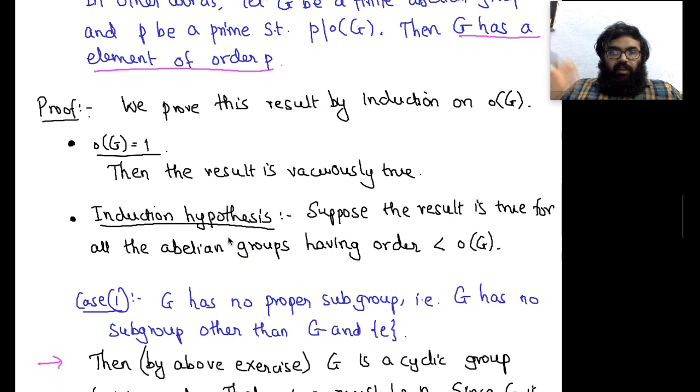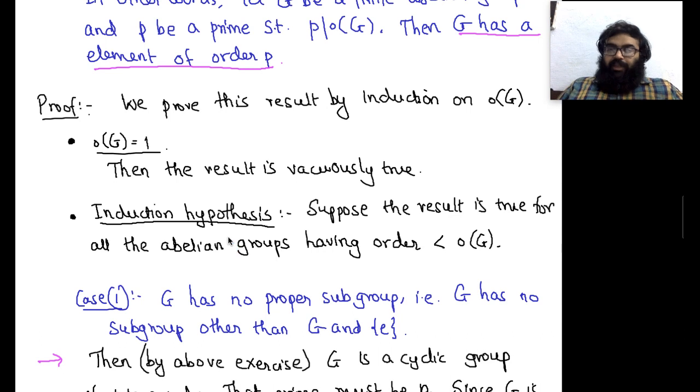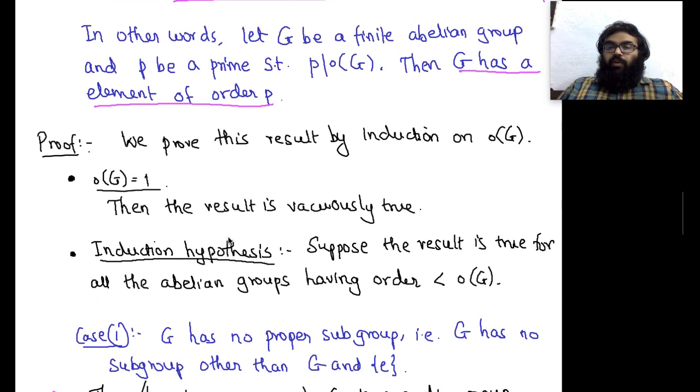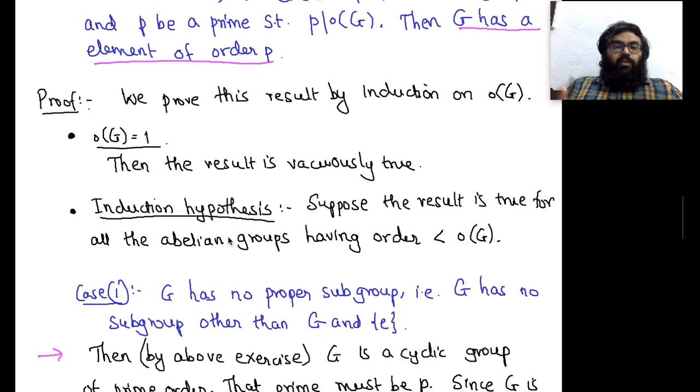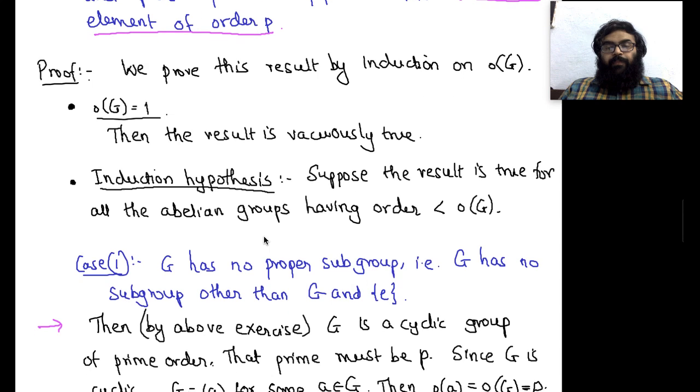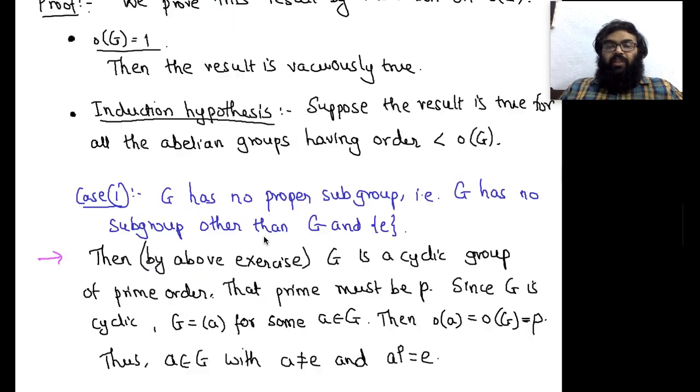Right? Once again, going back, we are proving by induction. If a prime P divides the order of G, then G has an element of order P. If the order of G equals 1, there is no prime dividing it, so the result is trivial in this case. Induction hypothesis: suppose the result is true for all abelian groups whose order is less than the order of G.